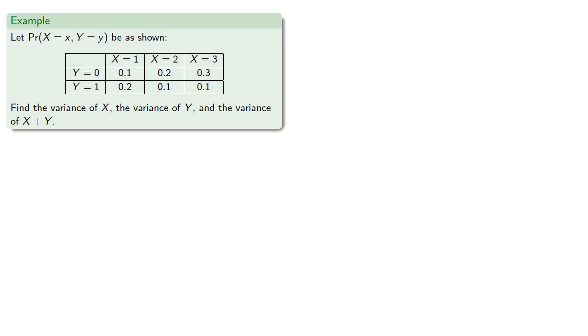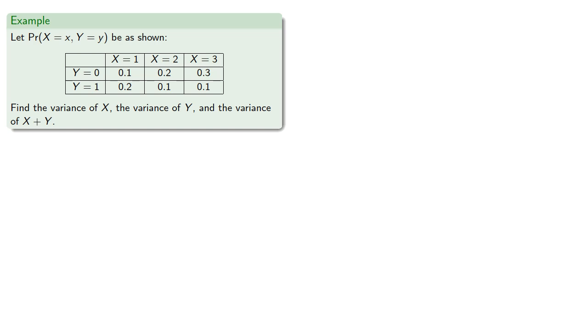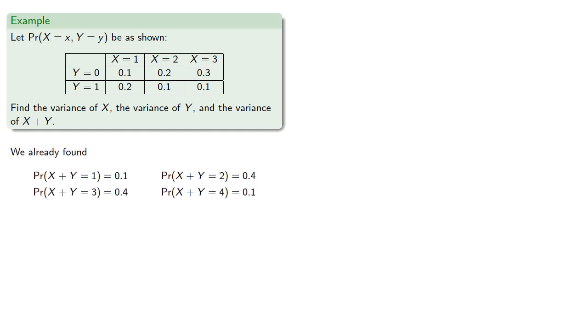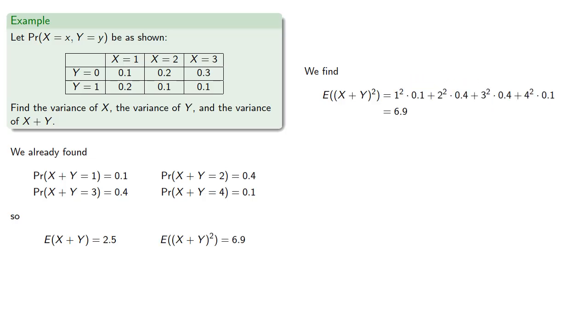Likewise, we already know the expected value of y. The expected value of y squared will be, and so we can then compute our variance. As for the sum, we've already found those probabilities, and so we already found the expected value of the sum, and to get the expected value of x plus y squared, we find, and that gives us our variance.